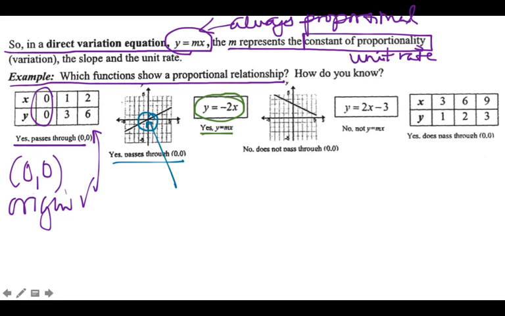Now let's take a look at these 3 over here that are not, and why they are not. The graph should be pretty simple, because if it doesn't go through the origin, it's not proportional. Because it never crosses the origin, it's going to be a no. Now for the equation, when it says not y equals mx, see this minus 3 at the end? That is the part that makes this not equal my mx. That minus 3 throws a wrench in the whole mix.